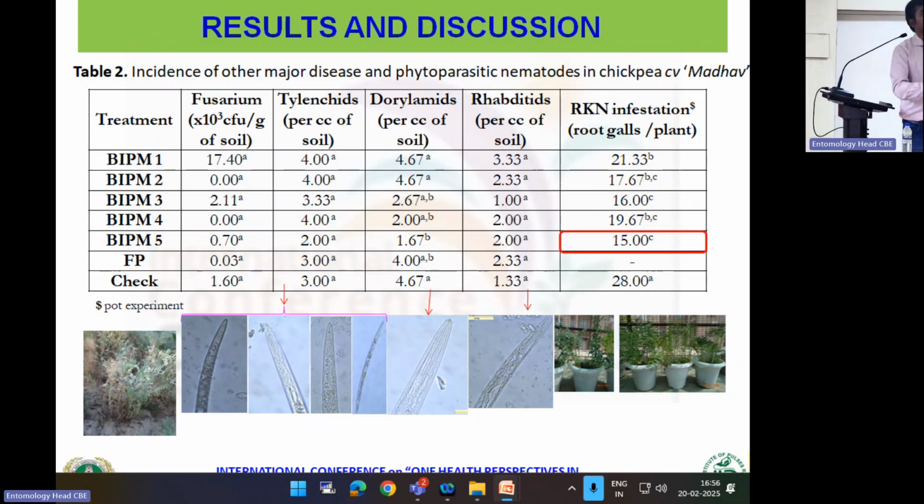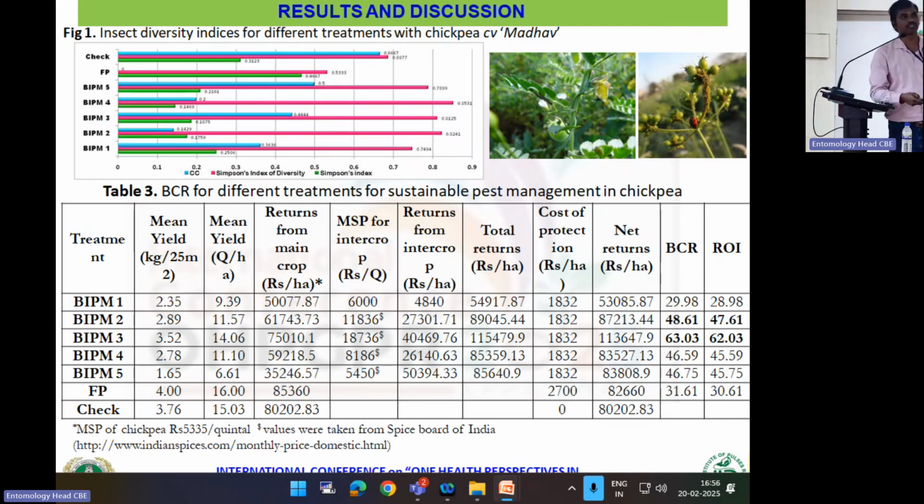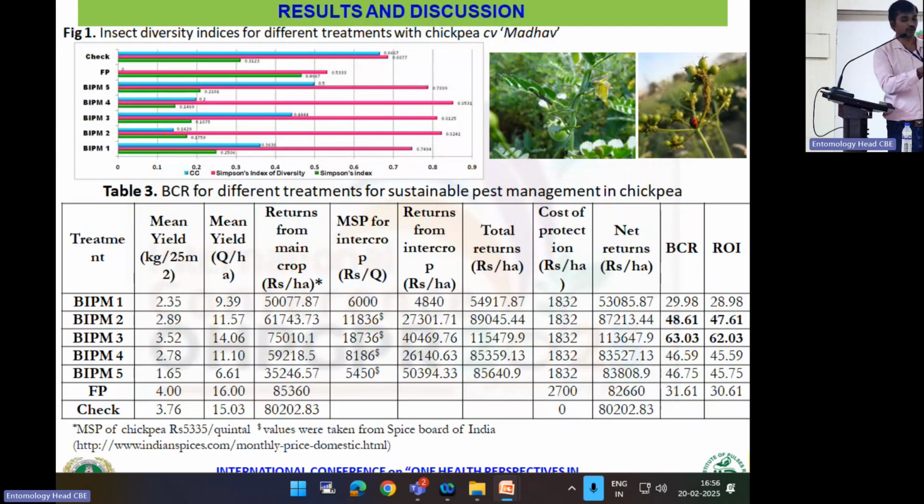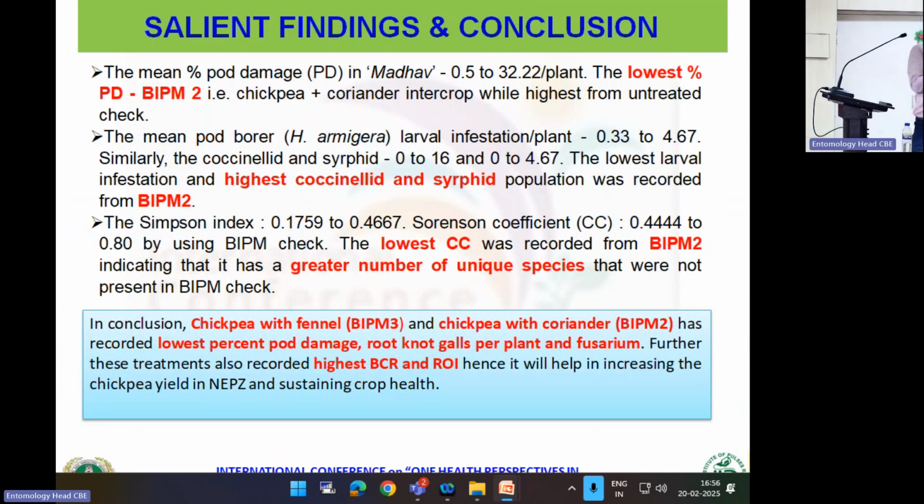Please wind up. Okay. Coming to the final conclusion, the BIPM2 module has recorded the highest benefit cost ratio and the return on investment. Similarly, BIPM3 and also the highest insect diversity. The lowest Simpson diversity index was noted in the BIPM2 module. This was the take-home message, that the BIPM2 module is having the highest coccinellid population and syrphid population and the lowest pod borer infestation. And similarly, it has simultaneously recorded the highest benefit cost ratio and the return on investment.